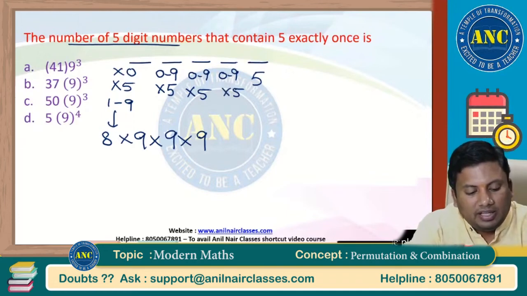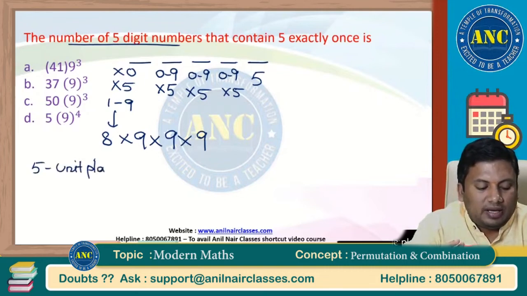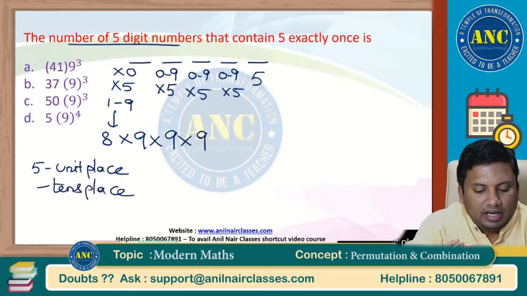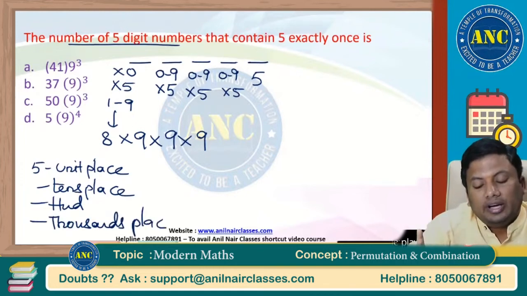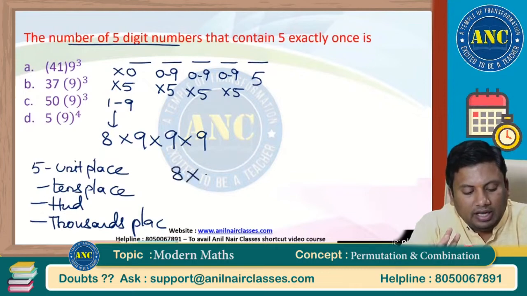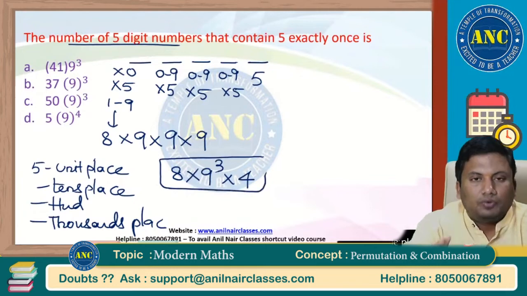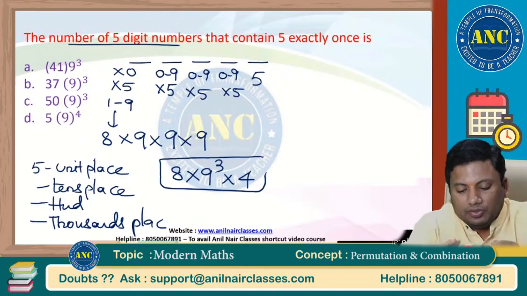5 can be there in the units place, the same pattern. 5 can be there in the tens place, the hundreds place, the thousands place. So 5 can shift from units, tens, hundreds, thousands. So here it is nothing but 8 into 9 cube into 4. 4 means 5 is in units, tens, hundreds and thousands.